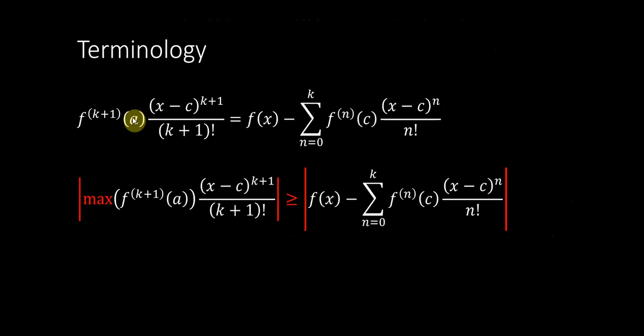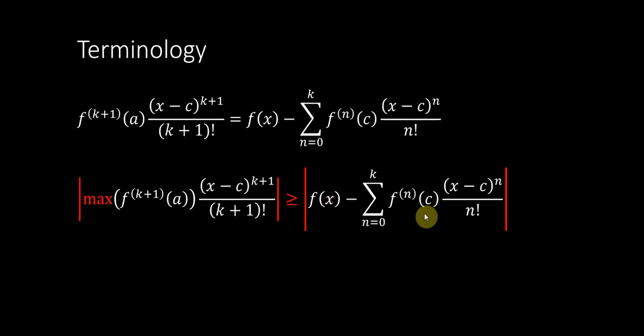And again, we don't know much about this point A. We hardly ever know what it is. But what we can do is say, what's the maximum of the k plus first derivative of f at that point A? What's the biggest it could possibly be? Whatever that is, once we figure out that max, we can flip this equal sign to a greater than or equal sign. And then we can say that this error term right here is greater than the difference between the exact answer and the approximation.